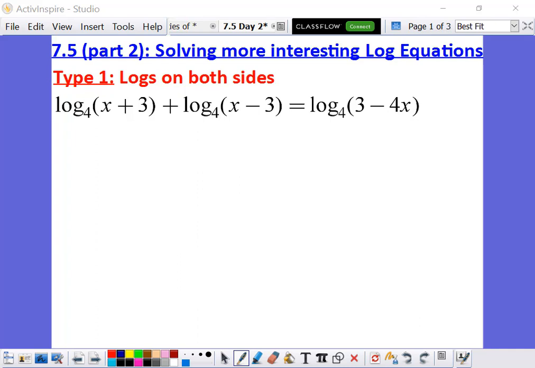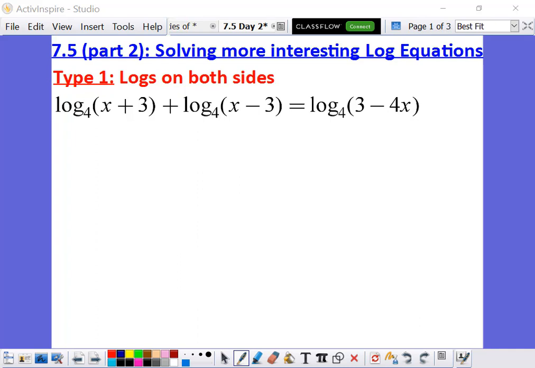Part 1 last time was about just simply the properties of logs. Part 2, we're going to take those properties and apply them in the context of solving some more interesting log equations. In 7.4, we already learned how to solve log equations, but in 7.5, we take things up a notch and solve, like I said, more interesting log equations.